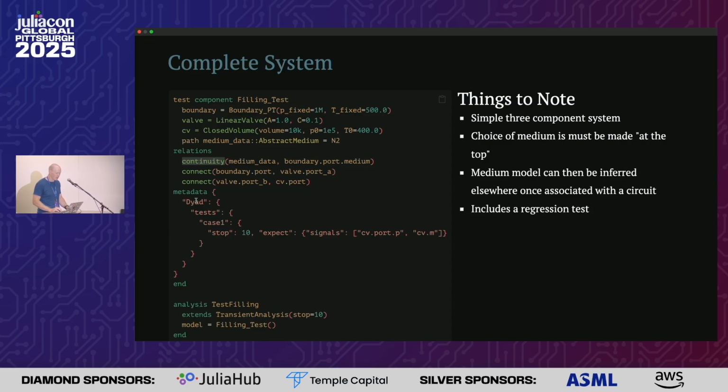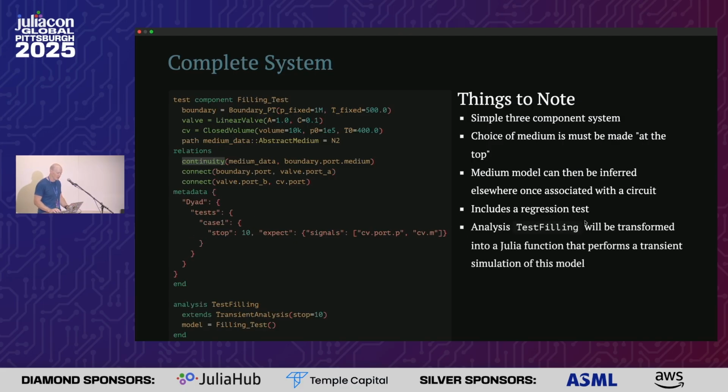And this actually includes a regression test, which I used extensively in the development of this to make sure I wasn't screwing something up. And it includes an analysis that's going to perform a transient analysis of this model for 10 seconds and test the filling of this control volume.